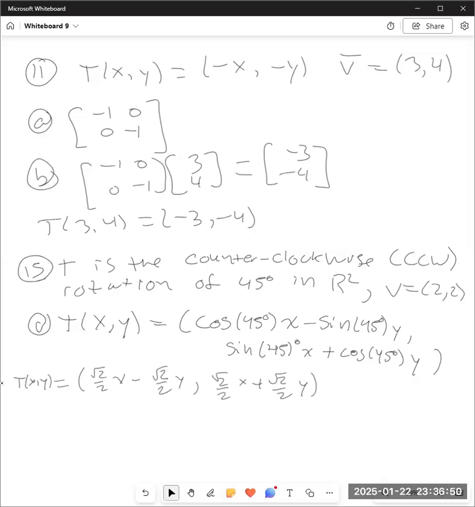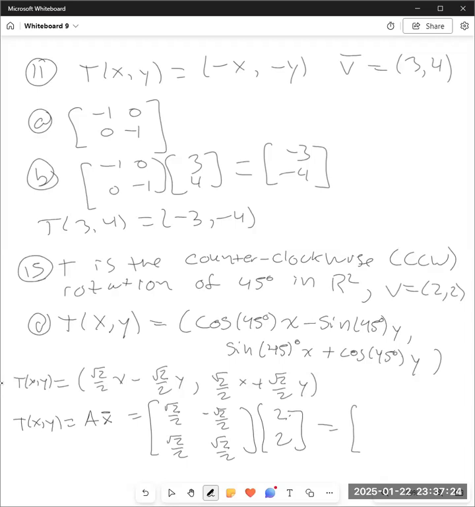x, y, not doing anything with V yet, but I just want to turn that into T of x, y is equal to A times x, which in this case is going to be vector V. I'm going to have root 2 over 2, negative root 2 over 2, root 2 over 2, root 2 over 2, multiply that by vector V, which is 2, 2, and I get root 2 minus root 2 and root 2 plus root 2. So that's going to be 0, 2 root 2. So T of 2, 2 is equal to 0, 2 root 2.